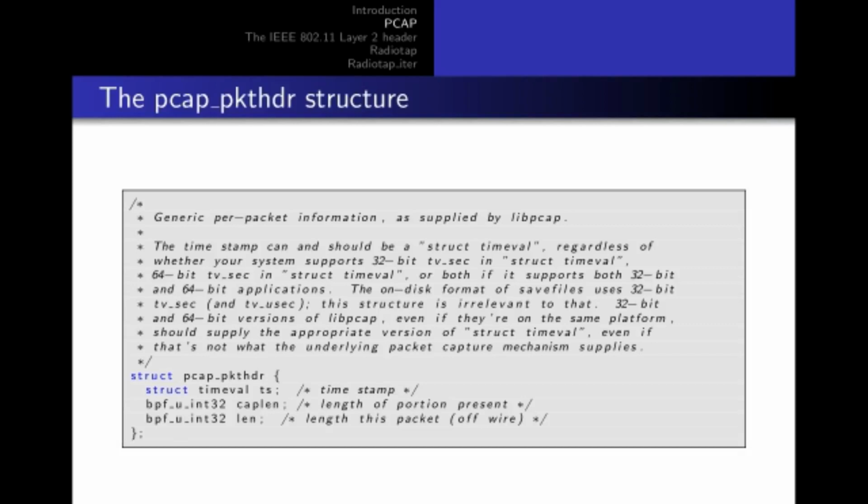What is the Pcap packet header structure? It's composed of three fields. The timestamp of the packet, which is a timeval, so it has two members, the seconds and the microseconds, which is the date at which the packet was received. Then you have the number of bytes present and the complete size of the packet. And you can access the bytes within the caplen limit, which is in the callback.